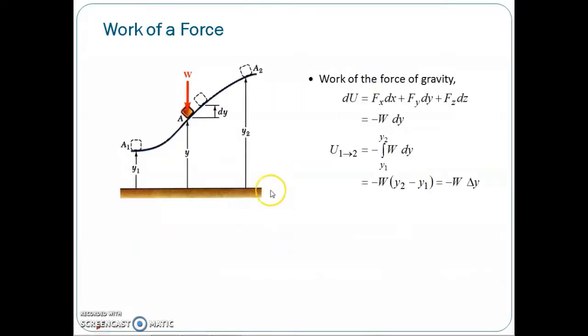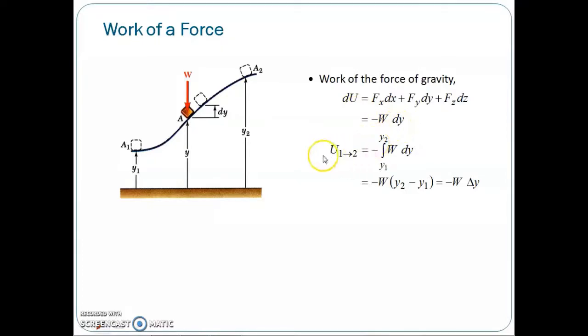The work of a weight W of a body, or the work of the force of gravity exerted on that body, can be obtained by substituting the W in our earlier equation, F ds in the rectangular components. So in this particular case, we have Fx equal to 0, Fy equal to negative W going downwards, and Fz equal to 0. So the equation can be rewritten as dU equals negative W dy.